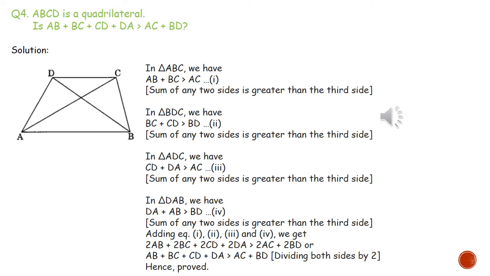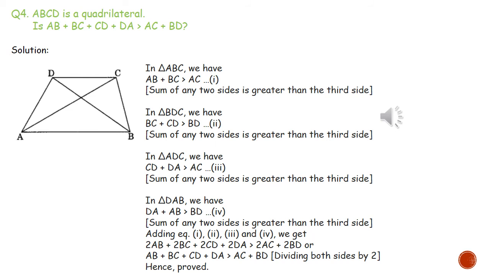In question number 4, ABCD is a quadrilateral. Is AB plus BC plus CD plus DA greater than AC plus BD? What we are doing, we are constructing two diagonals inside the quadrilateral, AC and BD. So triangles are formed. We are first choosing the triangle ABC. So AB plus BC is greater than AC. Following the same property, we are making it equation 1.